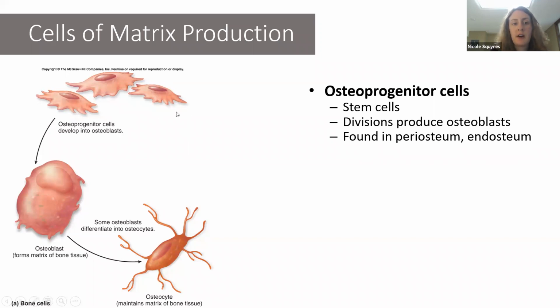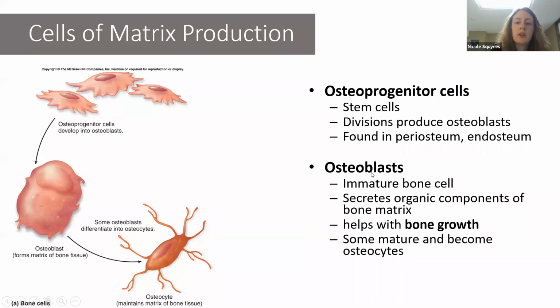And as they divide, they are going to produce this next type of cell, which we see here, which is called an osteoblast. Note that osteo means bone. So anytime you see osteo, that's referring to bone. The osteoprogenitor cells are found in the periosteum and endosteum. So those are stem cells that are dividing. They're going to create osteoblasts.